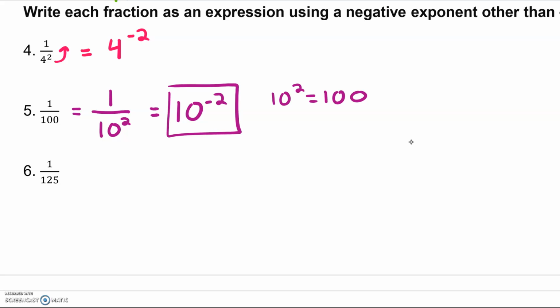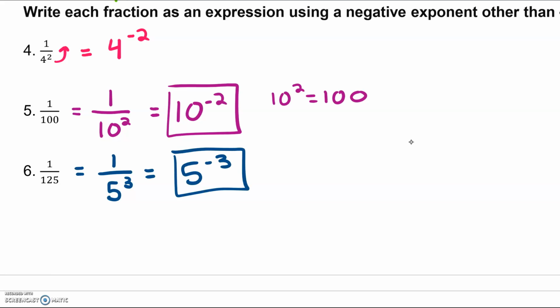And now the same thing with 125. We need to know, can we find the square root or a cube root of 125? You have to use your calculator or a multiplication chart and figure out what number works here. So 5 to the 3rd power is 125. We could rewrite this as 1 over 5 to the 3rd power, which then would give us 5 to the negative 3. These all three are equivalent ways to write this value, so any way you wrote it, they mean the exact same thing.